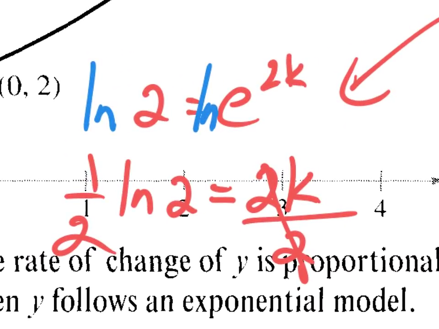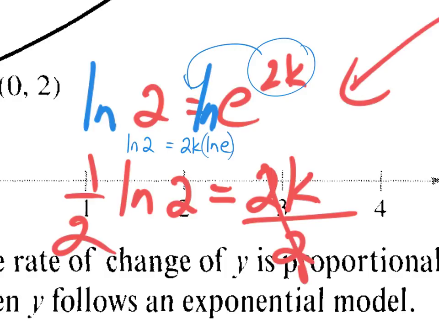if I rewrote this, right? I have ln of 2 is equal to, this can come to the front, right? So I have 2k ln of e. What's the ln of e? 1. So I have ln of 2 is equal to 2k. I'm solving for k. So I divide each side by 2, which gives me ln of 2 over 2, or 1/2 ln of 2. Right? You see that? Okay.